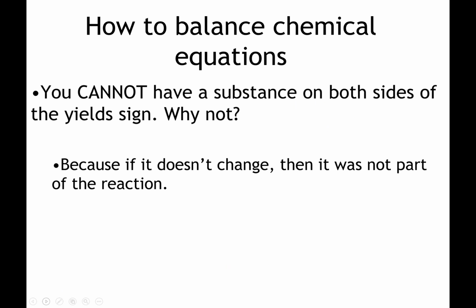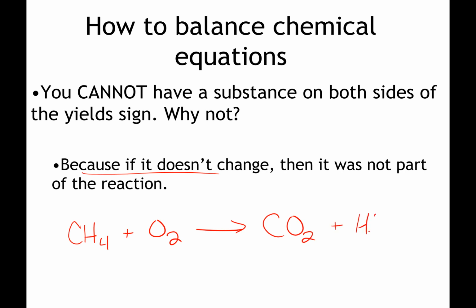You do want to make sure you realize that you cannot have a substance on both sides of the yield sign. The reason is because if it doesn't change, then it wasn't actually part of the reaction. So if you were to have methane that you're going to burn in oxygen and you end up with carbon dioxide and water and you have leftover oxygen, you can't put the oxygen on the product side. It's not an actual product, it's just leftovers. So you just have excess over here.